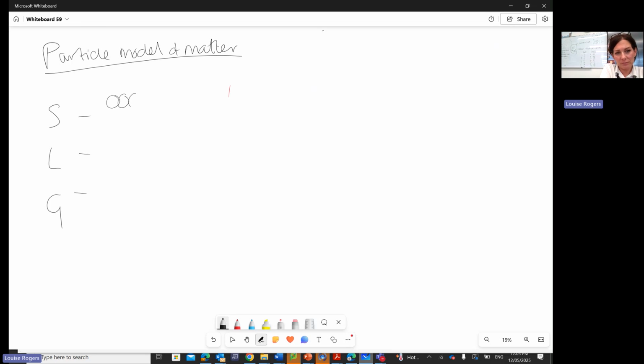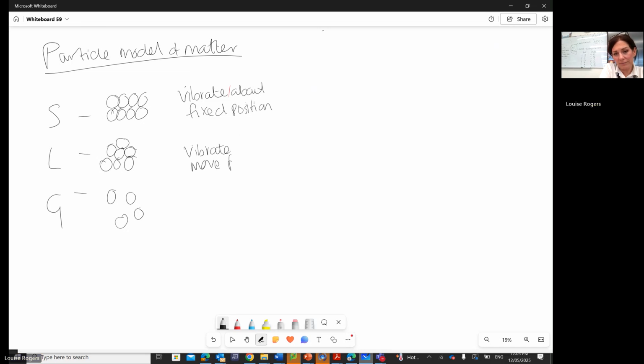So a solid, a liquid, and a gas. Okay. You're going to say here, they vibrate about a fixed position. Okay. These vibrate still, but they move freely. Okay, but remember, they're still touching. So they're moving freely, but they're still touching.